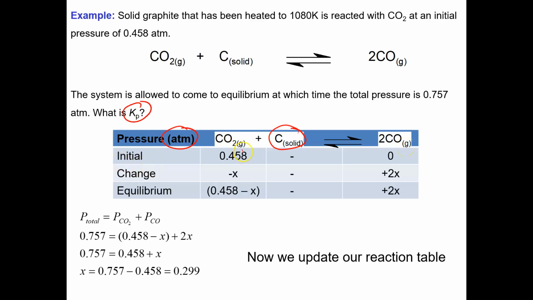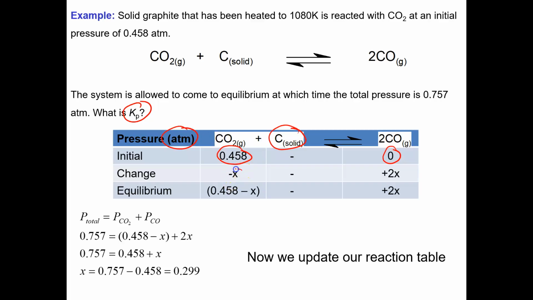Initially, I have 0.458 atm of my reactant. Now, there is no note of any product being present, so the initial pressure of the product must be 0. The system is going to move into equilibrium. It must move towards the right-hand side because there are no products to convert into reactants. So the system is going to make some products by shifting to the right.